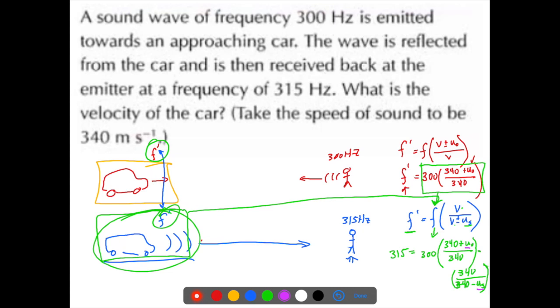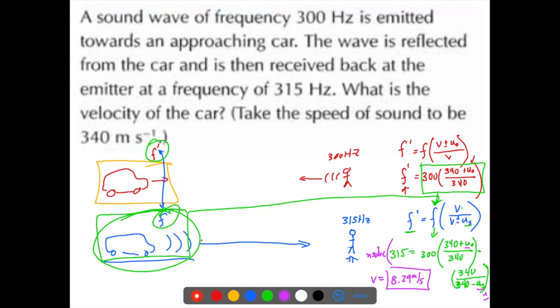So now I'm just going to plug this into my calculator, and I'm going to use nSolve on all of this. Remember to put your comma X at the end, and it should give you the correct answer, which is that the car is traveling at 8.29 meters per second. And that's how you solve this.